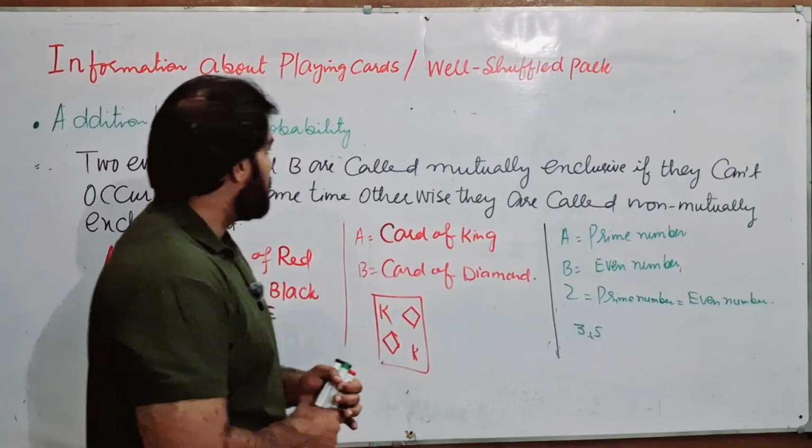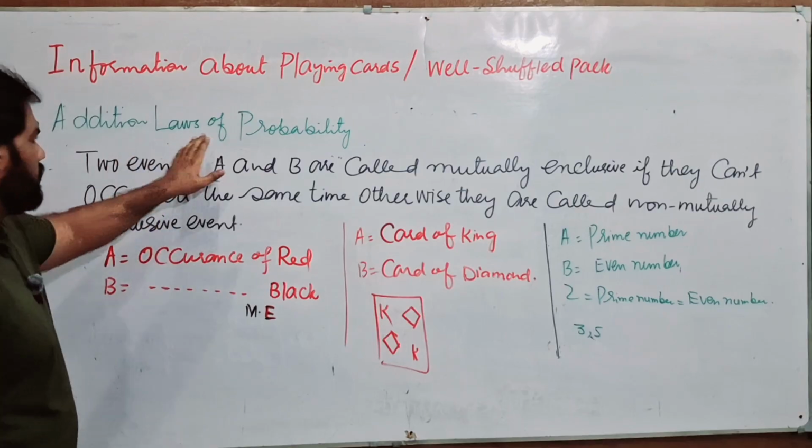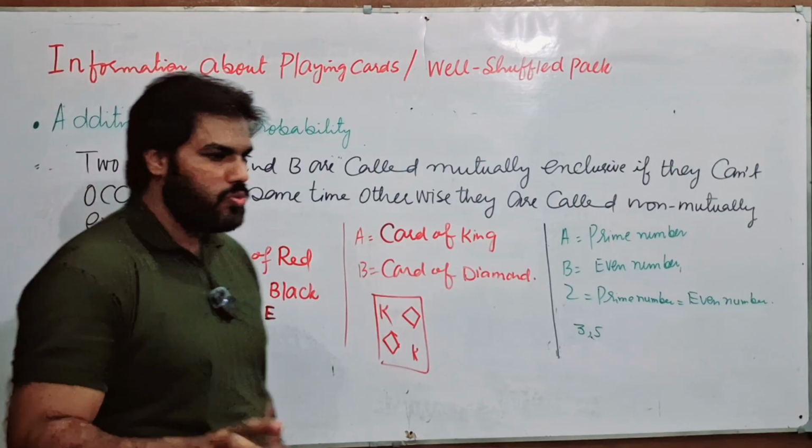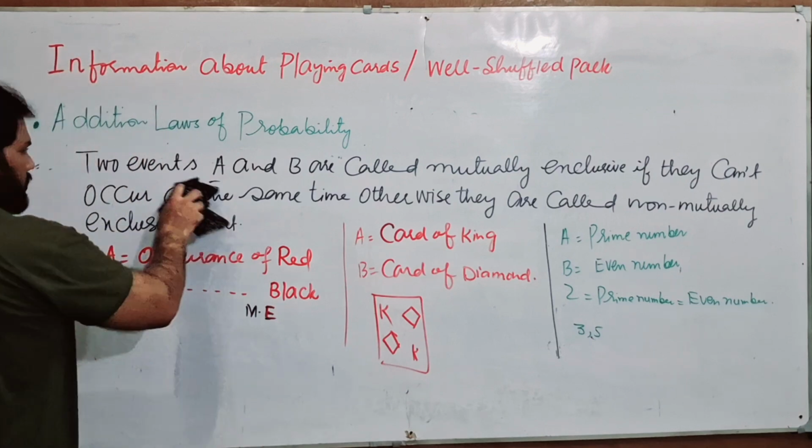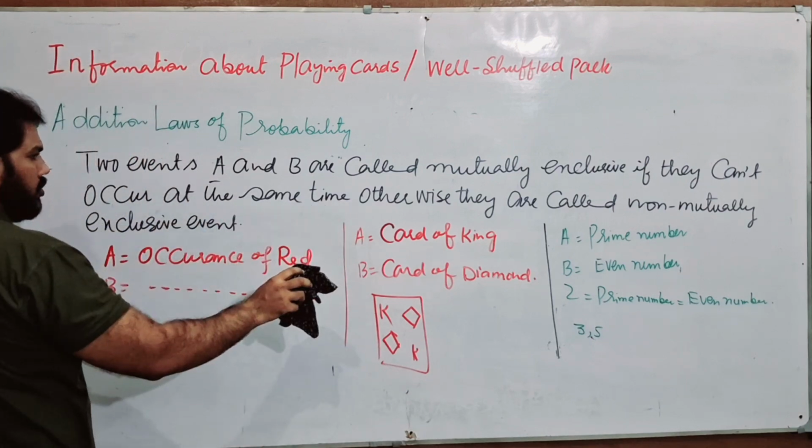Next, we move towards the last topic, addition laws of probability. There are two laws of addition for probability, and these are related to mutually and non-mutually exclusive events.